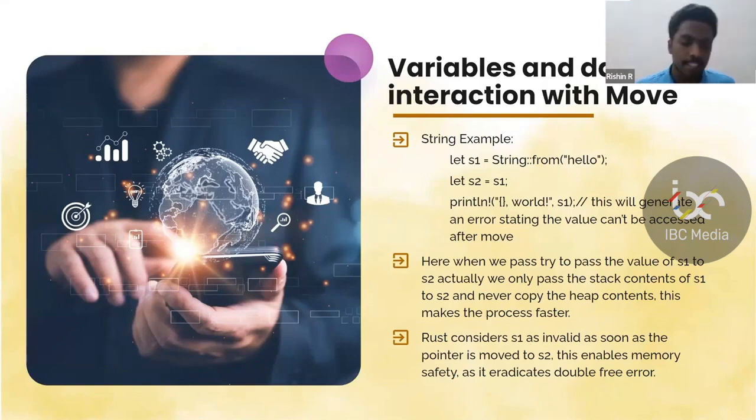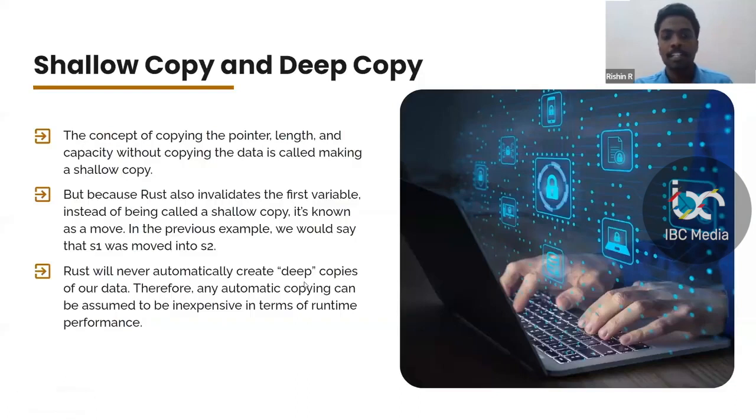A deep copy is taken when we actually copy the data and then pass it to the new variable. Now, a deep copy is an example when I have used the clone function. When I use the clone function, you saw that there is no error in the compilation. Why? Because I'm taking a deep copy. By default, Rust does not take a deep copy. That is, Rust will never automatically create deep copies of our data. Therefore, any automatic copying can be assumed to be inexpensive in terms of runtime performance.